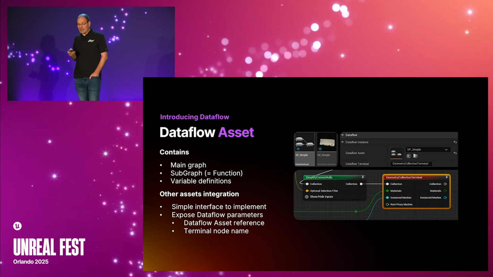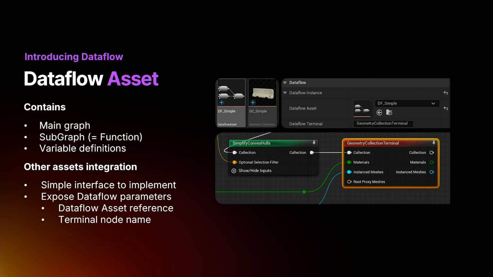The Dataflow asset contains the main graph, the subgraphs, and the variable definitions. This is the only thing it contains. It's really a recipe to create basically your asset. The integration is very straightforward. So we have an interface to implement if some of you are interested in maybe using Dataflow for your own asset. It's pretty straightforward to do.